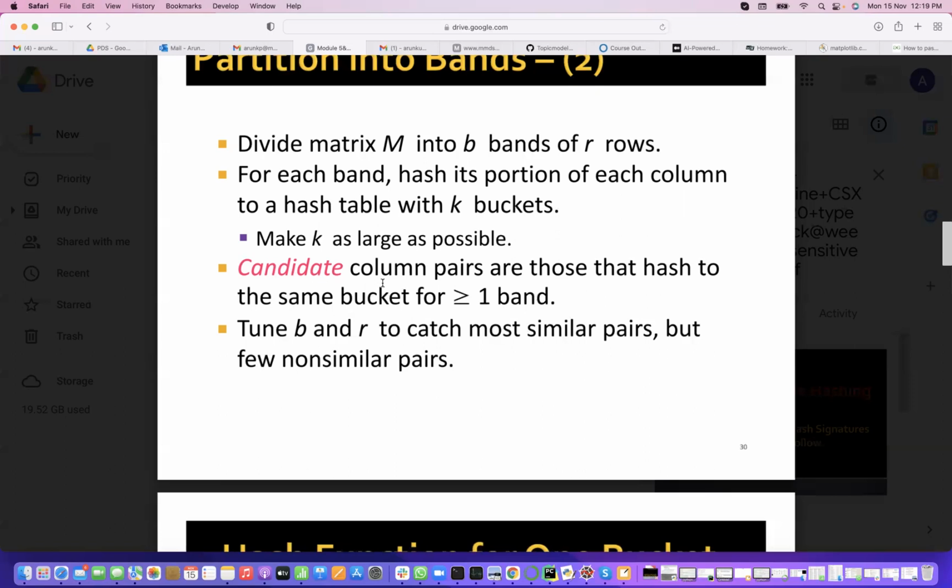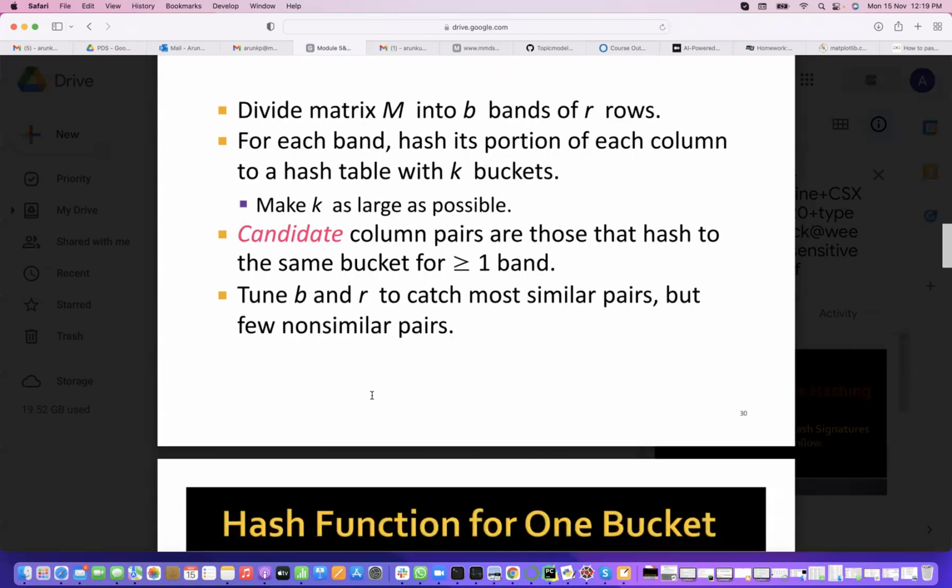Then we are not saying that they are similar. We are saying that they need to be explored. And if no hash map agrees for two columns on any band, will they be similar? No. We are eliminating like that. We don't need to compare or compute or evaluate whether they are similar or not. Tune B and R to catch most similar pairs, but few non-similar pairs.